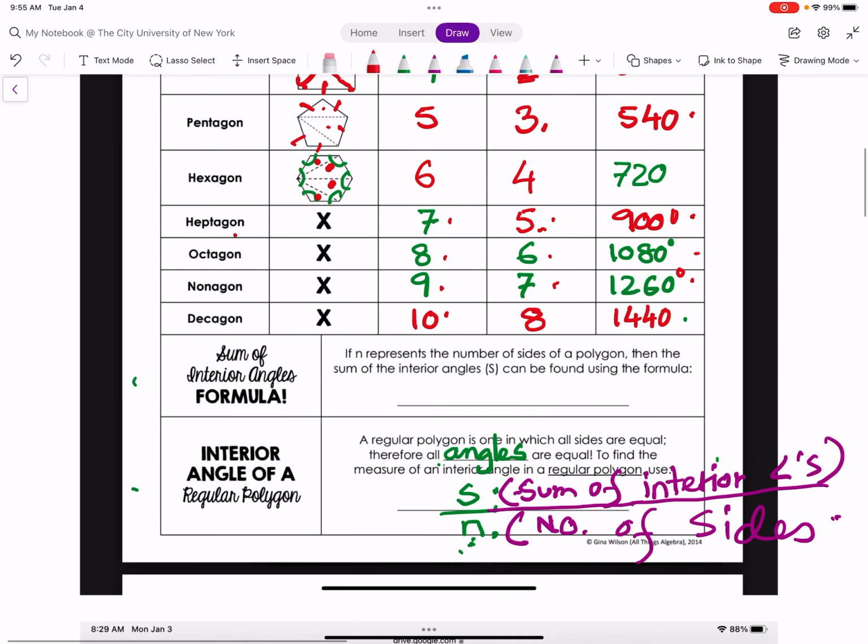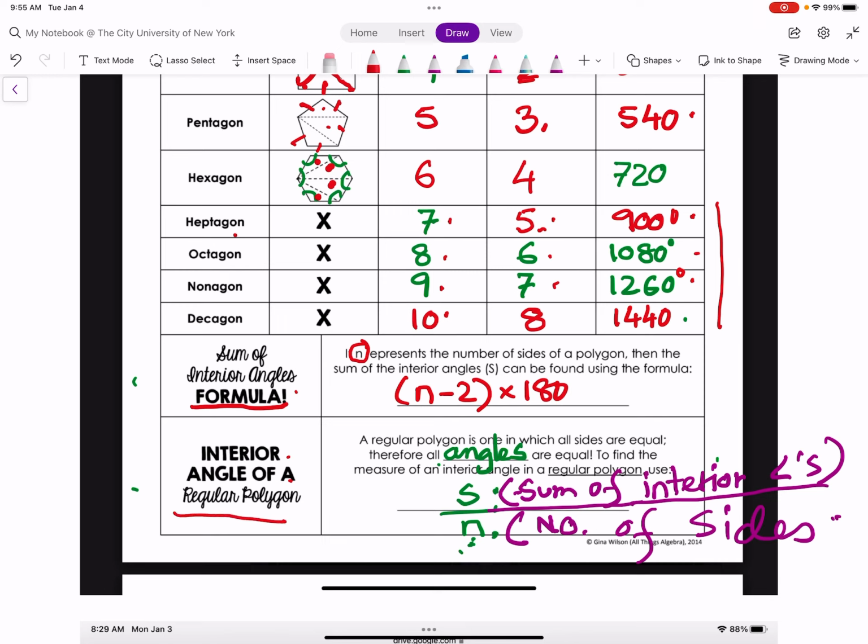However, you can get the interior angle sum by a formula. That's the sum of interior angles formula. What is the formula? If n represents the number of sides of a polygon, then the sum of the interior angles can be found by n minus 2 times 180. Okay, that will give you the total sum of the interior angles.